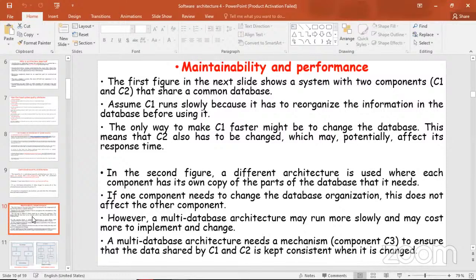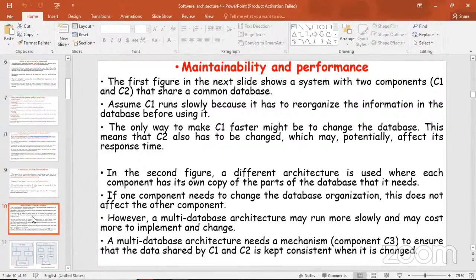So assume that C1 runs slowly because it has to reorganize the information in the database. The only way to make C1 faster is to change the database. That means that C2 also has to be changed, which may potentially affect its response time, right?